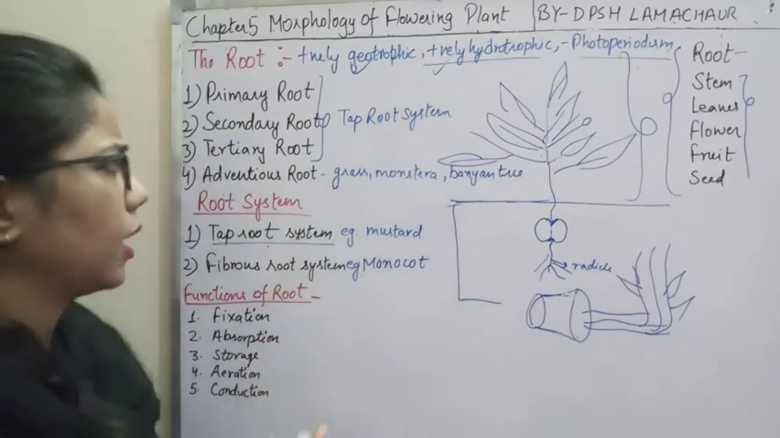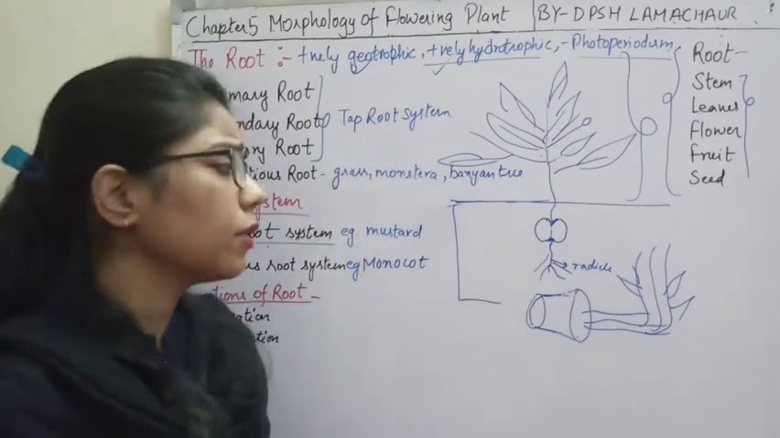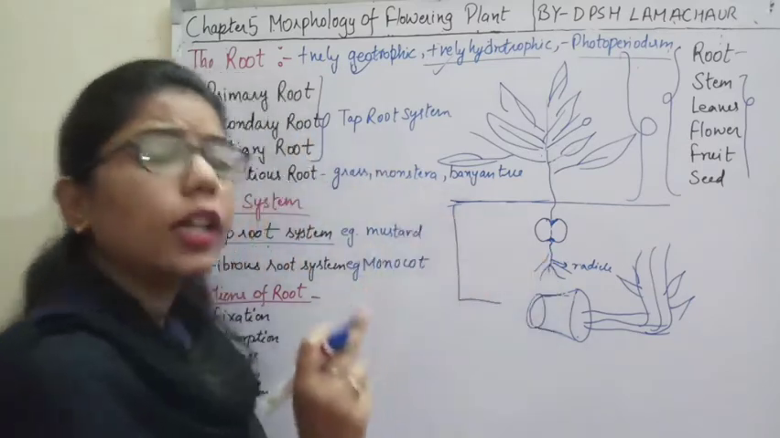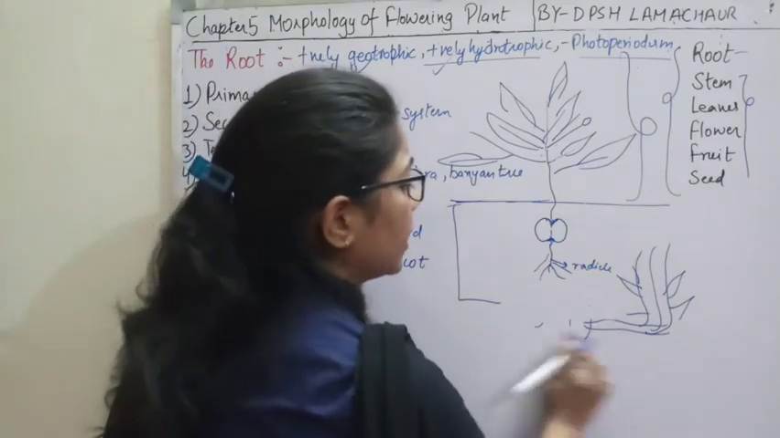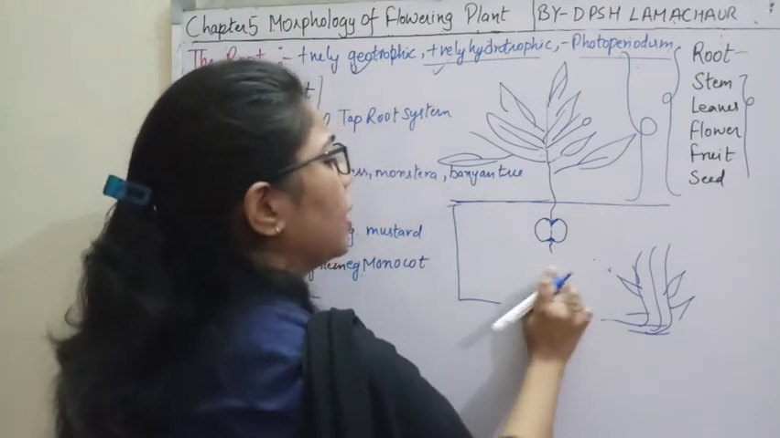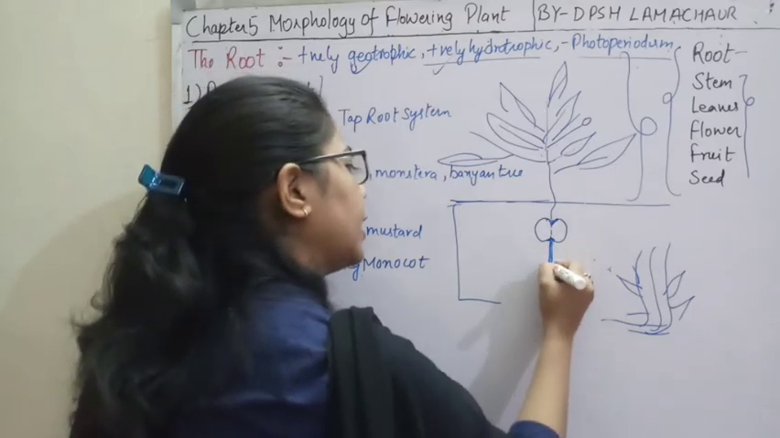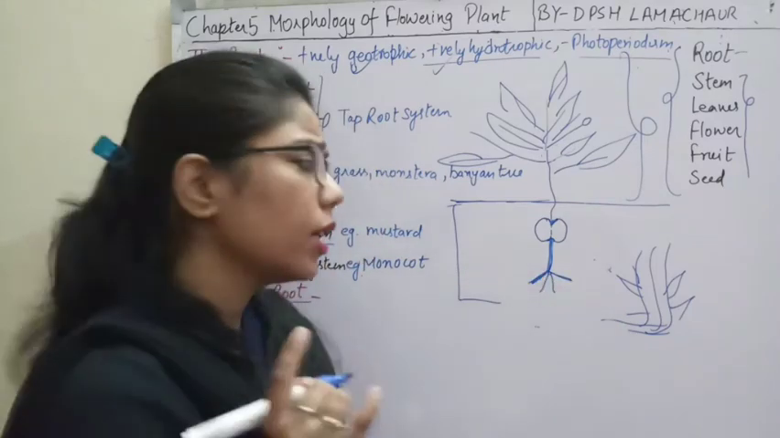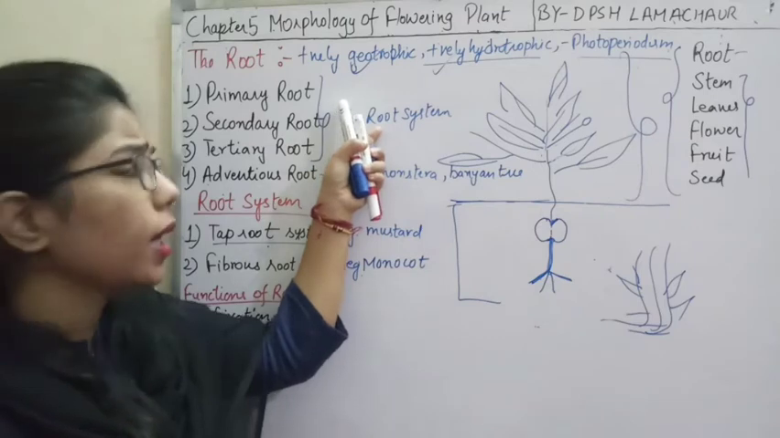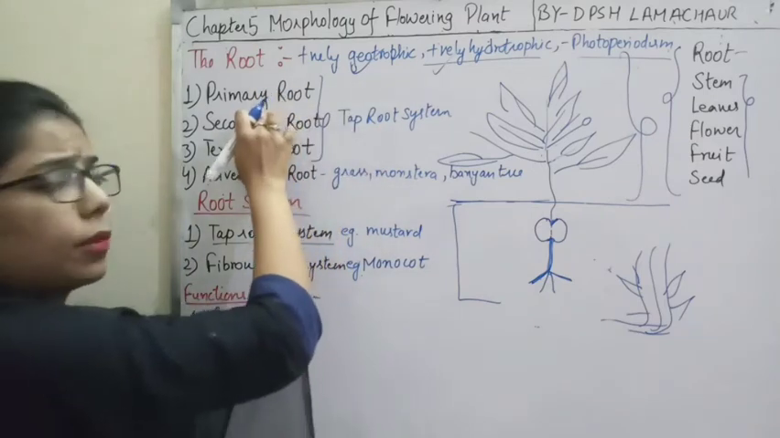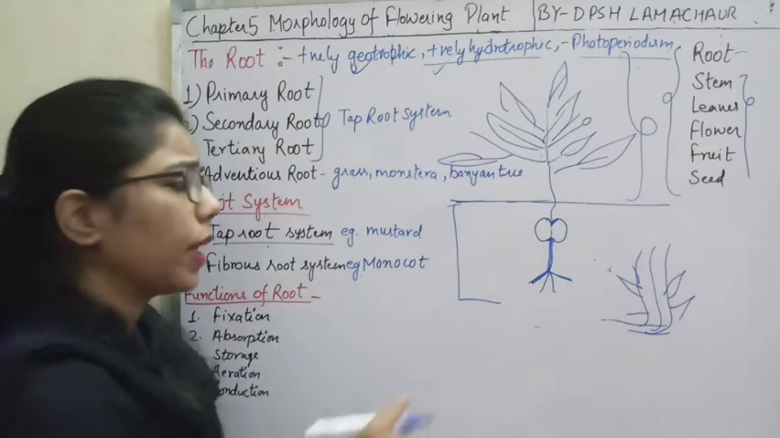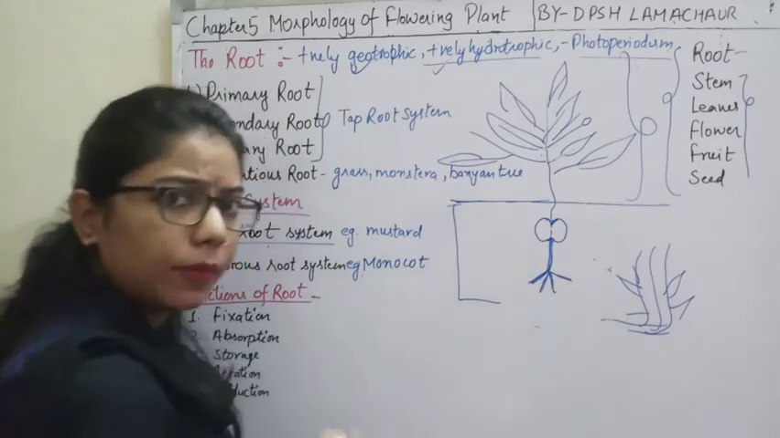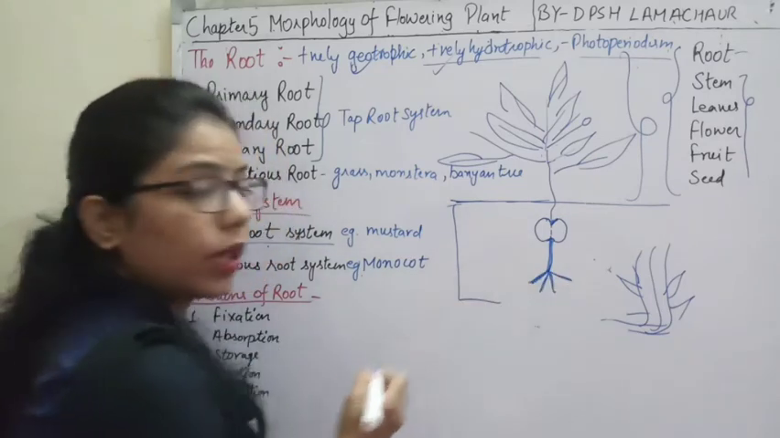So what does it mean? As I have said, the taproot system means that the roots develop from the radicle. When the roots directly develop from the radicle, it is known as taproot. For example, this is the radicle, and roots are forming directly from here. This is the taproot system. Again, we have classified it into three: primary, secondary, tertiary. What is primary? The first root, arising directly from the radicle, is known as the primary root.